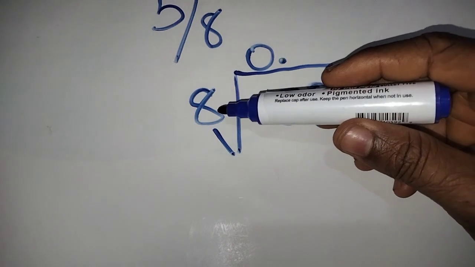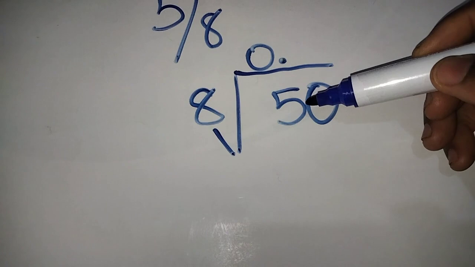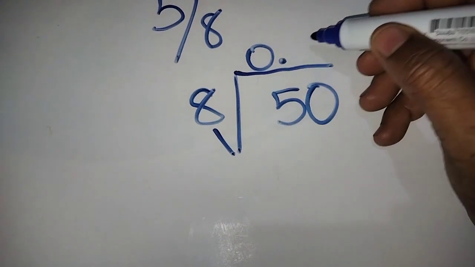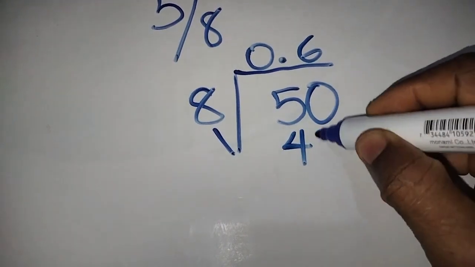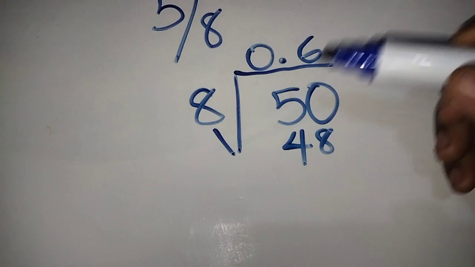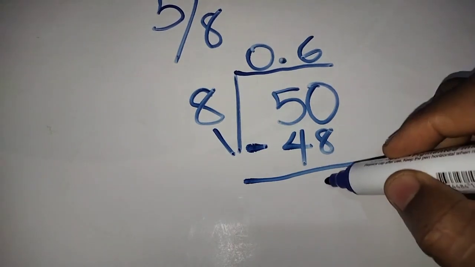Now how many 8s do I have in 50? I have 6, right, from our 6 times table. 6 times 8 is 48. It means that when this is done, I'll say 50 minus 48. The answer is 2.